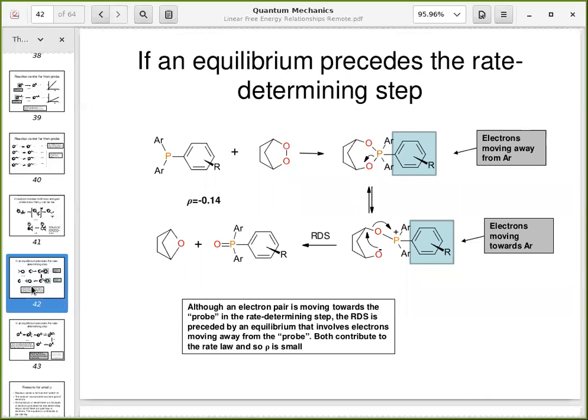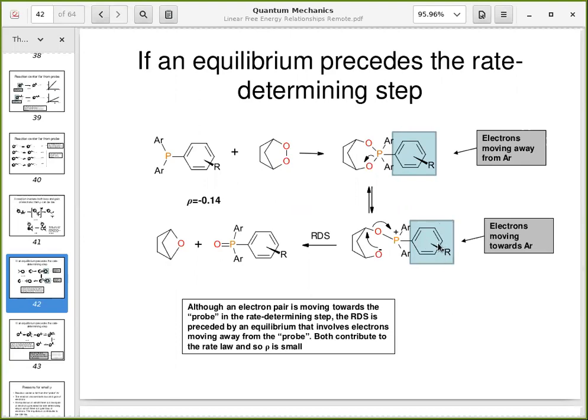And the third case, why your reaction constant might be low, is if there is an equilibrium that precedes the rate determining step. So here we have an interesting case, where your rate determining step is this step over here. And in this rate determining step, can you see that there's electron movement towards the aromatic system? And if there's electron movement towards the aromatic system, then we expect that the rho will be positive. Okay, so for the rate determining step, we really expect a positive slope in the Hammett plot in this case.